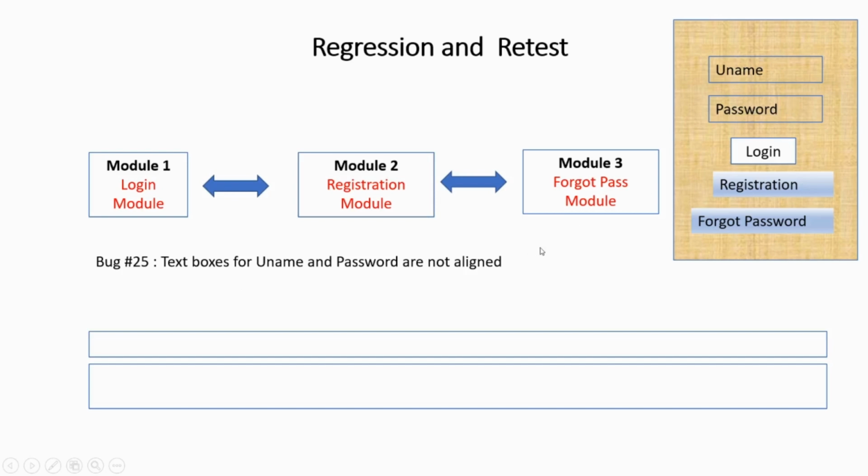And suppose this bug is fixed. Then in retesting, what do we have to do? Retesting is a kind of defect verification. So this bug will again come to the tester, and the tester needs to verify whether this time the text boxes are properly aligned or not. So that's the purpose of retesting.